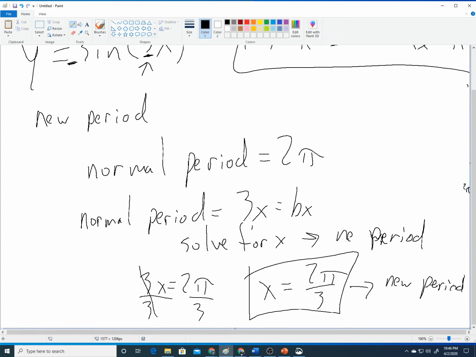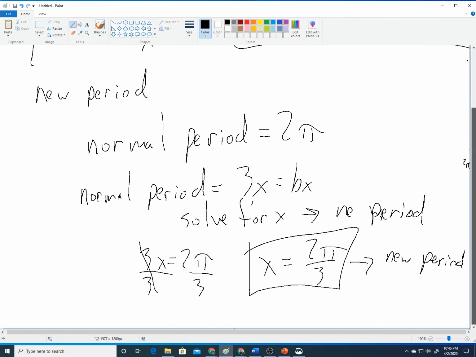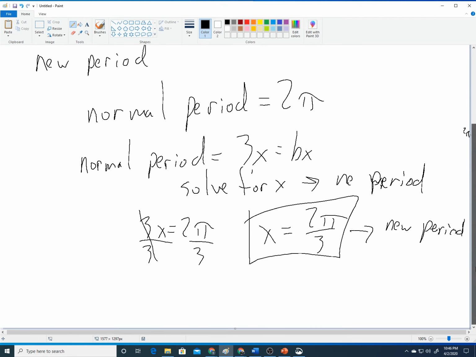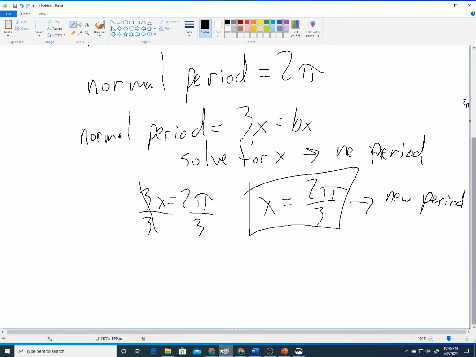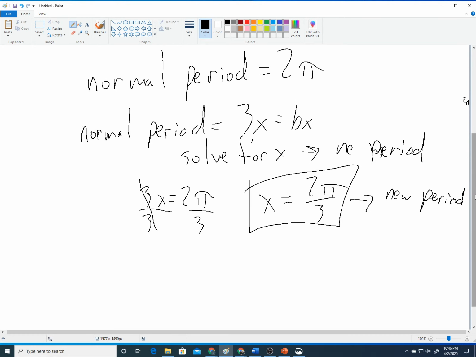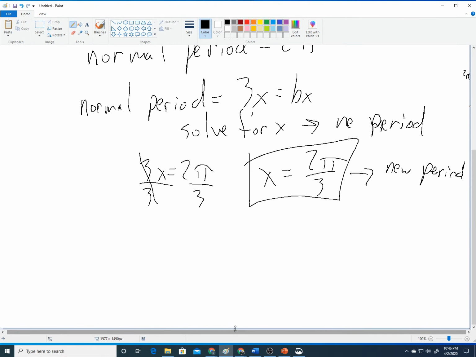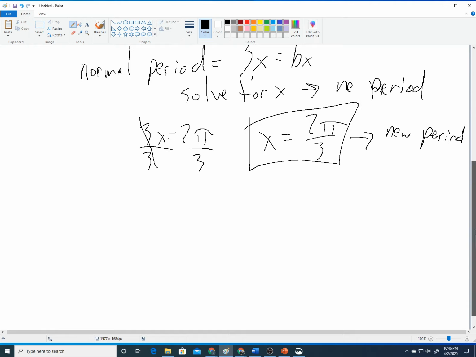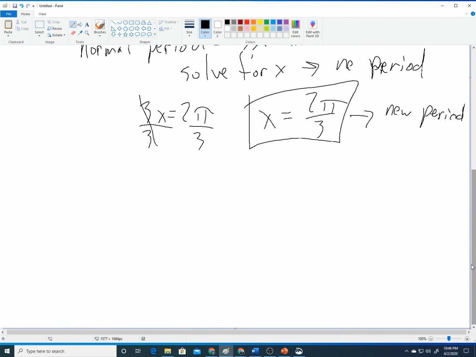And once you know your new period, it makes it easier to jump right into the graph. It's going to take a minute. I know there's probably a better way to do this, and you guys probably know what it is. Just going to give myself some more space here. That's what happens when I use Microsoft Paint instead of a smart software, like Smartboard. Okay, so again, we're graphing y equals the sine of 3x.